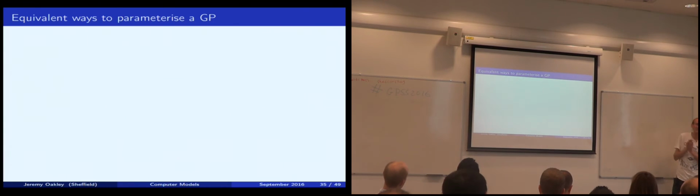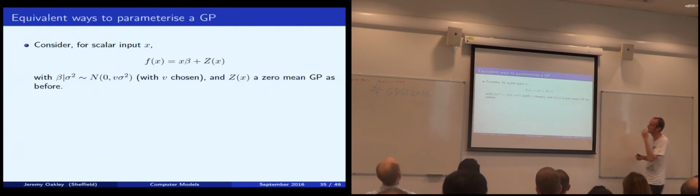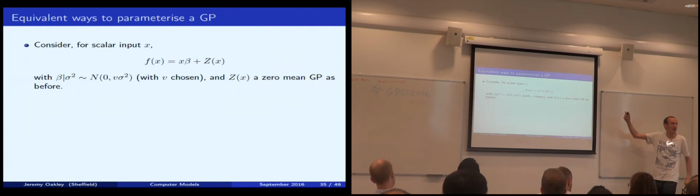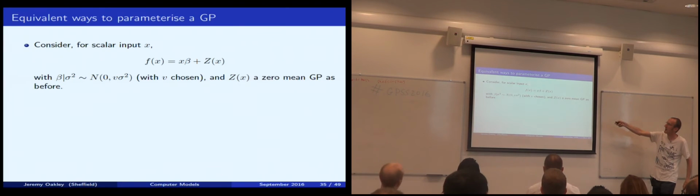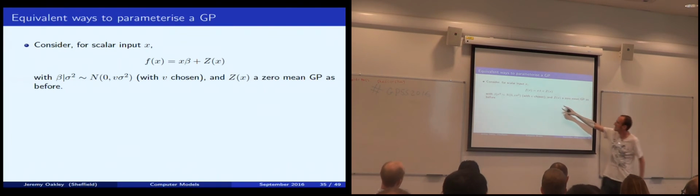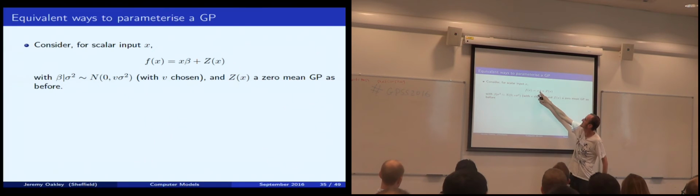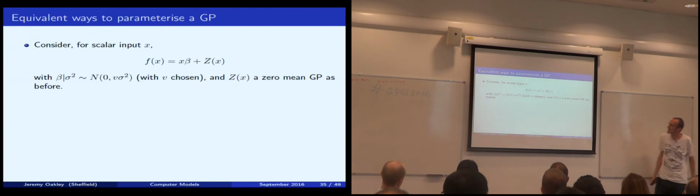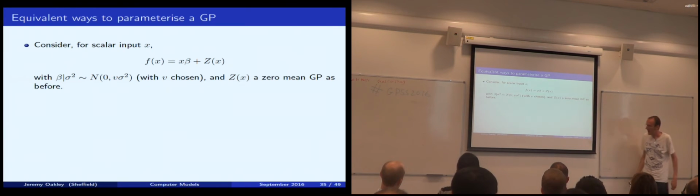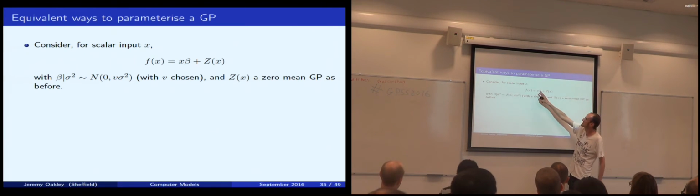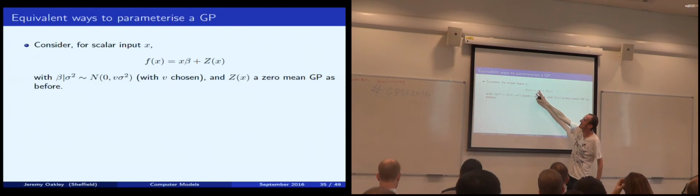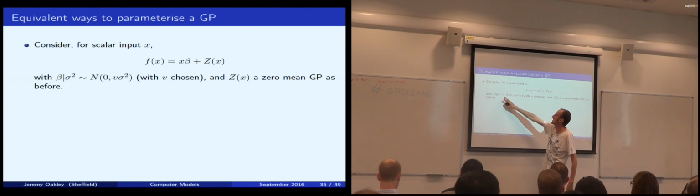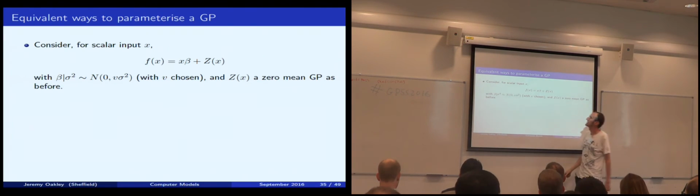Okay, so just to bring this back to the way that Neil was presenting the GP. Let's suppose we've got a function of a scalar input x, and I'm going to write it like this. This is my mean function here, a simple x beta term, and then z is my zero mean Gaussian process as before. And beta is uncertain, so I'm going to put a normal distribution prior on that beta. I'm going to use a conjugate prior here. So beta given sigma squared is normally distributed, mean zero.